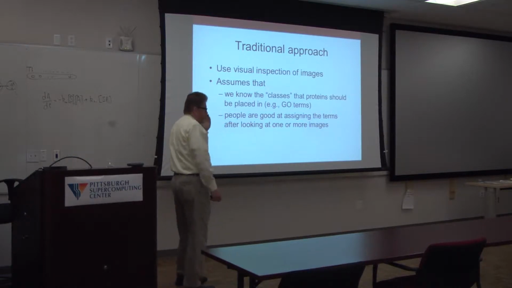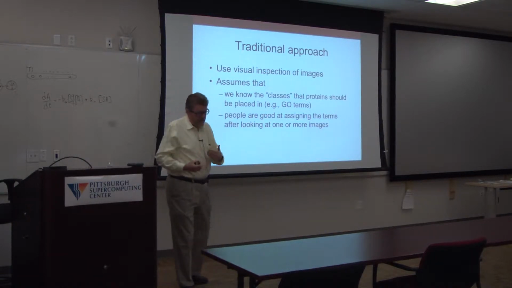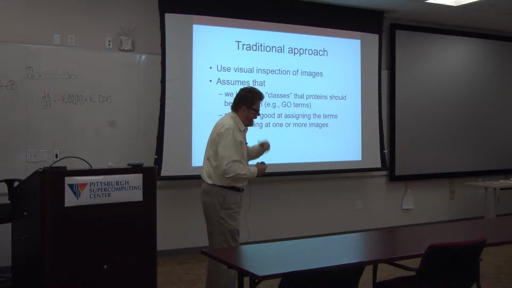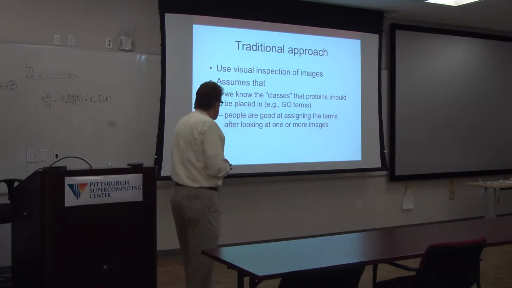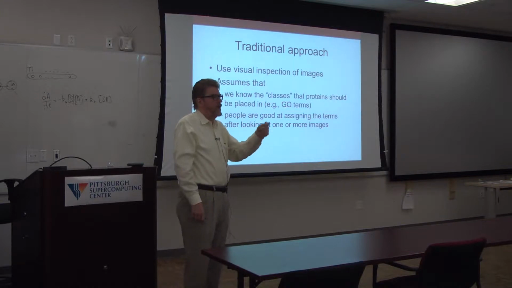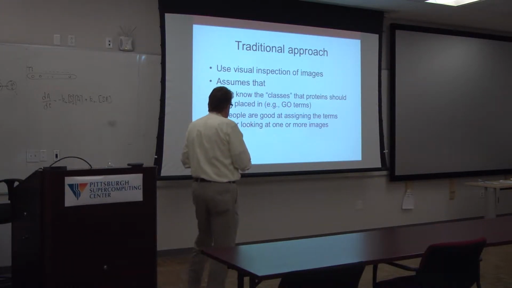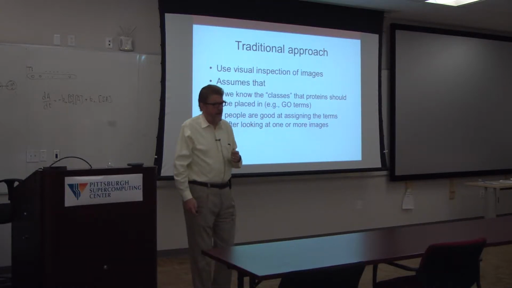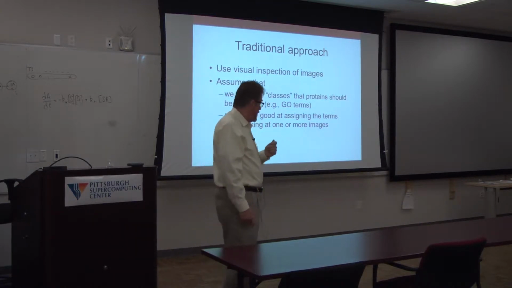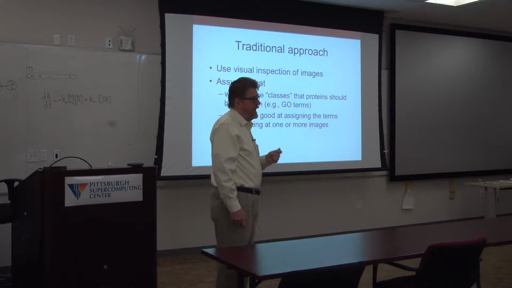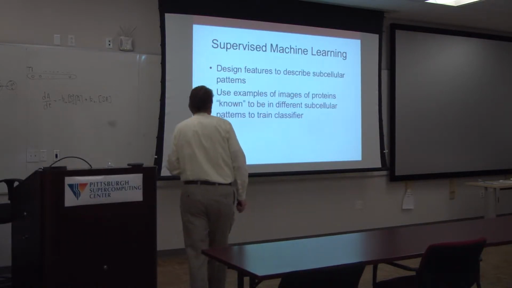And that has traditionally been done by looking at the image and saying, oh, that looks like a nuclear pattern or a Golgi pattern or whatever. And of course, it assumes that we know what those patterns are, that we already have words for them in our mind. And it assumes that people are good at doing that task. Now, it turns out that last thing is not true. People are not very good at doing the task of figuring out what the organelles are that proteins are in.